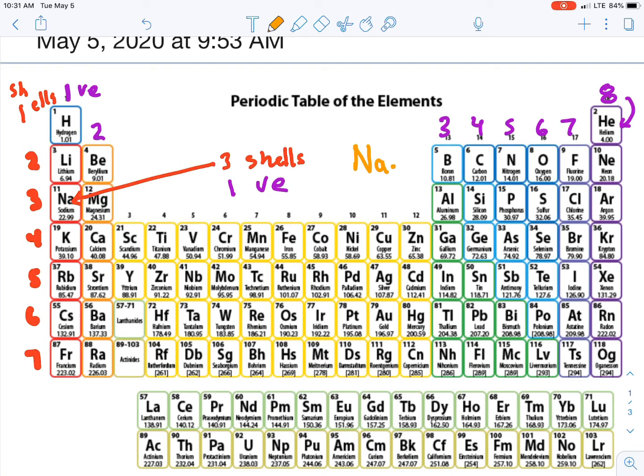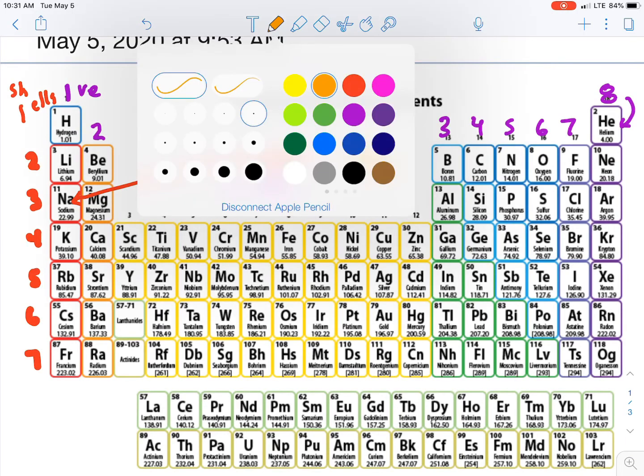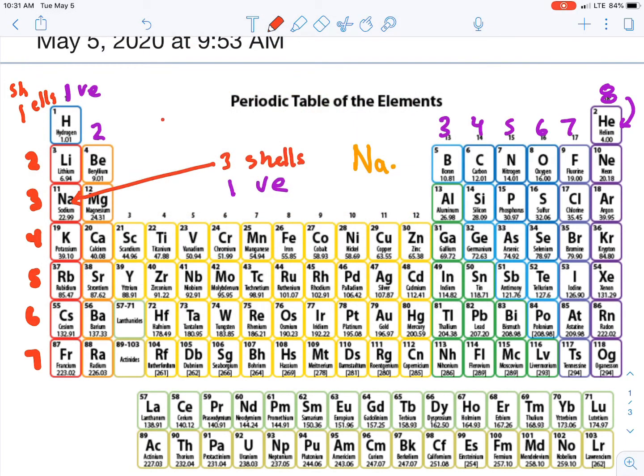Remember when we set these up, I'll do chlorine. I hope chlorine's not the one on the test. Okay, so Cl, chlorine. Chlorine's right here, right? So I count across 1, 2, 3, 4, 5, 6, 7. 7 outer shell electrons. That means 1, 2, 3, 4, 5, 6, 7 dots.